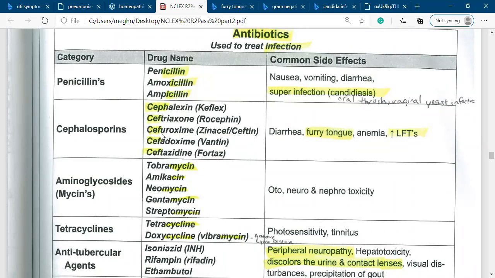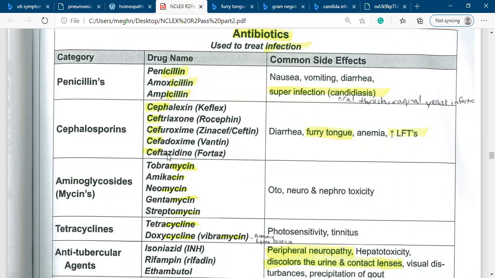Other medications of cephalosporin are cefoxime or cefadoxime or ceftriaxone, right? An easy way to remember, most cephalosporins start with CEF, like cefoxime, cefazolin, or ceftriaxone or cefazolin, right?